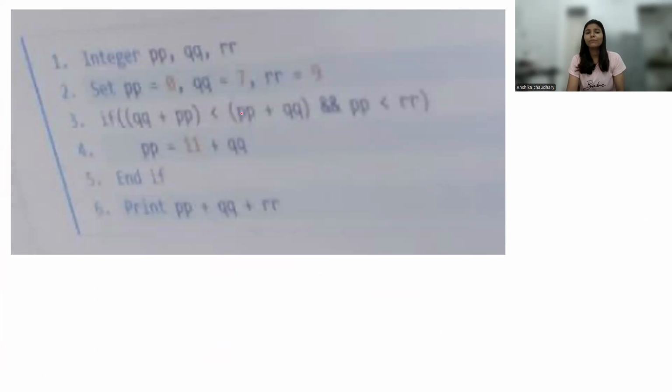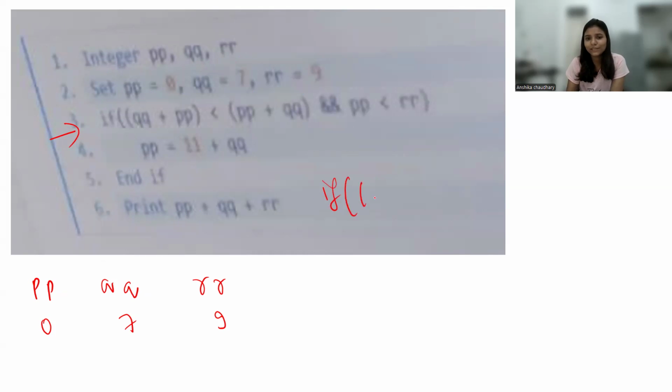The question is quite blurred, but I will explain each and everything. Here it is written as integer pp, qq, rr, right? Set pp assigned 0. So pp contains 0 and qq contains 7 and rr contains 9, right? Initially this is the value. Okay, so now in the if condition, what is written there? I'm writing QQ plus PP here so that it will be clearly visible to you as well. QQ plus PP is less than PP plus QQ, right?